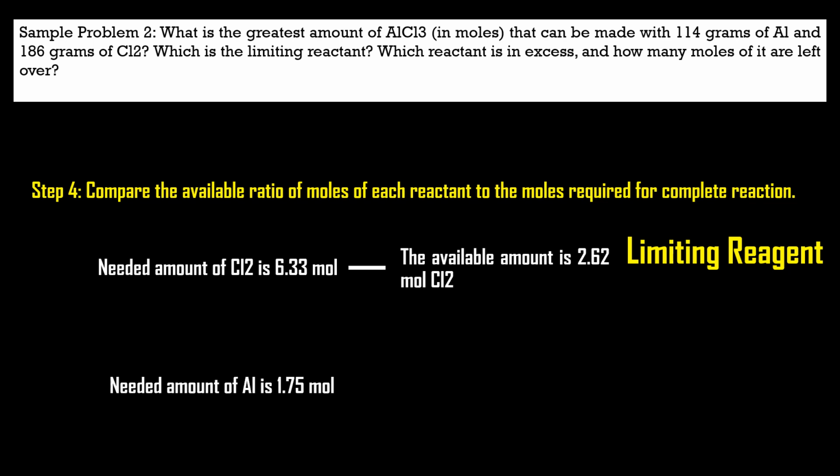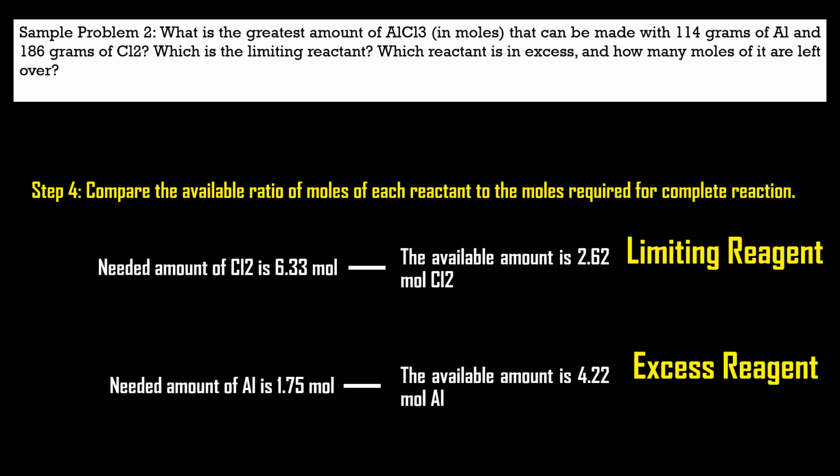How about the aluminum? From the step number 3 solution, the needed amount of aluminum is 1.75 moles and the available amount of aluminum is 4.22 moles. Take note, 4.22 moles aluminum is the converted grams of aluminum as indicated in the problem. And since the available amount is more than enough for the reaction, we can say that aluminum is the excess reagent or reactant.